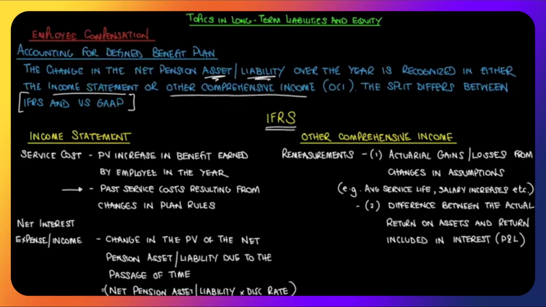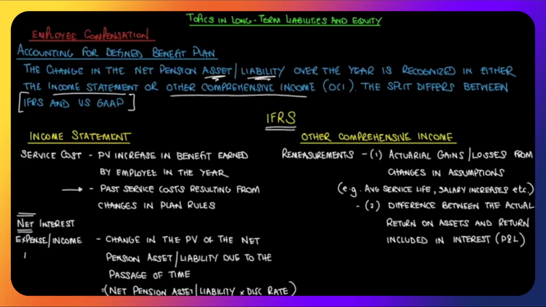Net interest expense or income, one line. Notice more netting. One line, net interest expense or income. That is the change in the PV of the net pension asset or liability, depending on whether you're in surplus or deficit, due to the passage of time. What do we mean by that? Ignoring any increase because of extra obligations earned, extra pension earned. Simple fact is, if your obligation is now closer to being paid off, its PV is going to be higher.